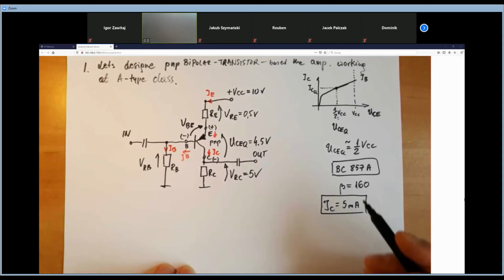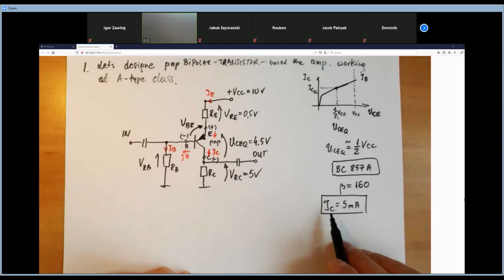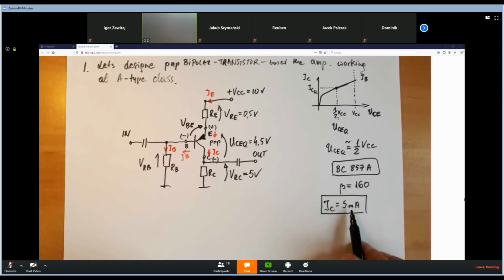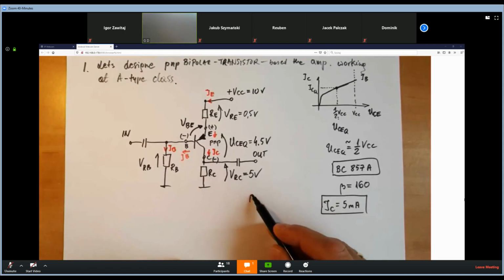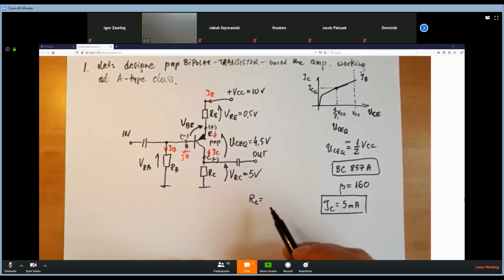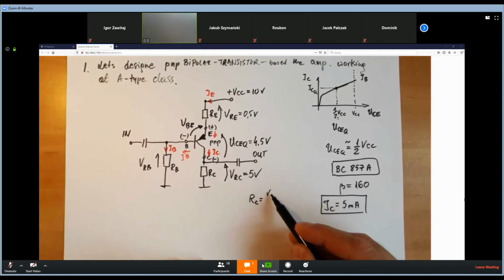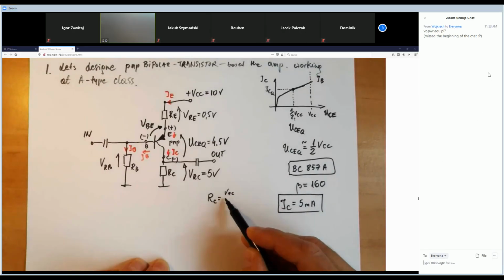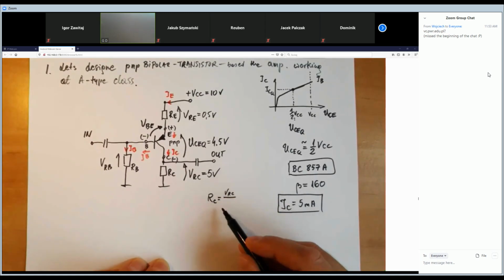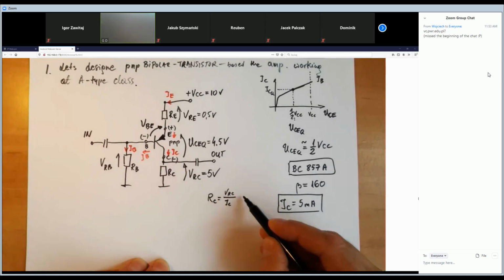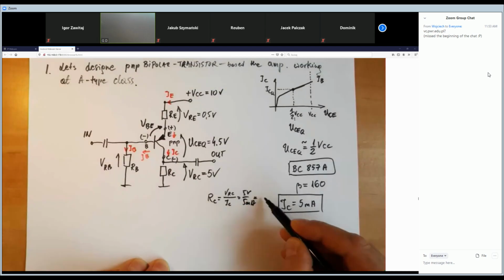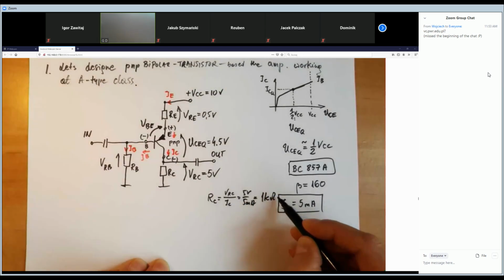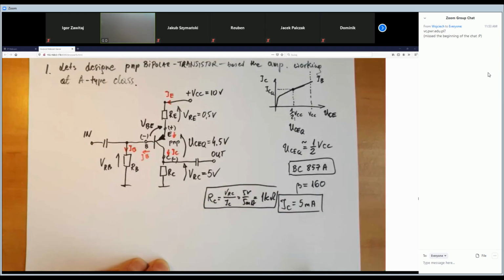Let's go further. We've got the IC current, which is 5 milliamps. So what will be the RC? According to Ohm's law, RC is VRC over IC. So this is 5 volts over 5 milliamps. It is 1 kilo ohm. So we've got the first resistor.